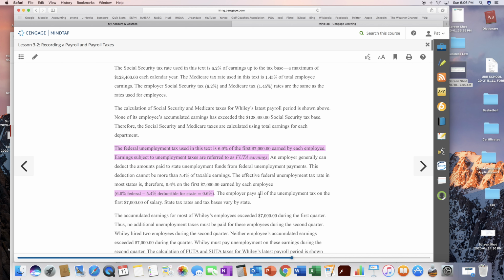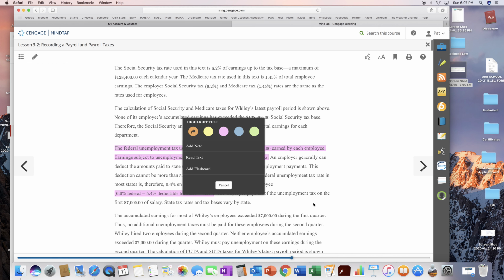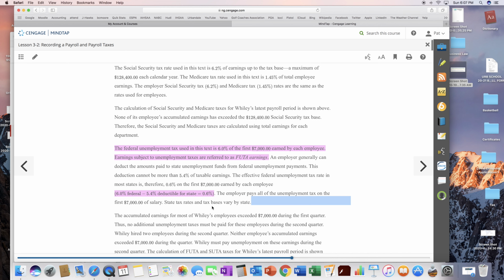Every state, they say in a lot of these, this line is often used: tax rates and bases vary from state to state. But for our purposes, and this hasn't changed in many years, we'll take 5.4% of all the earnings for each employee up to $7,000 earned, deductible for state unemployment tax. The remaining amount, 6 total minus 5.4, the federal amount, will be 0.6% of total earnings for that employee up to $7,000.